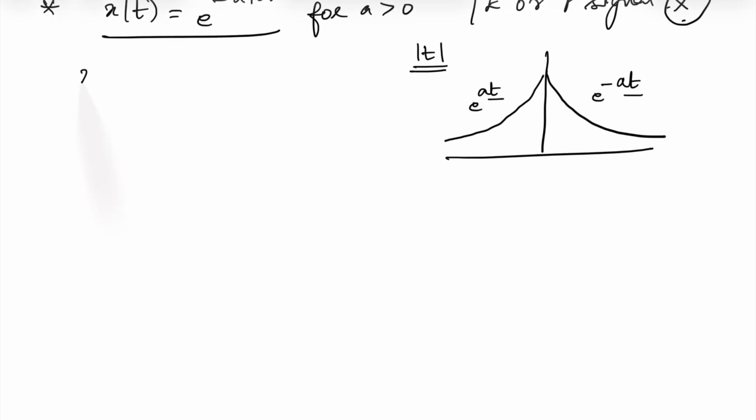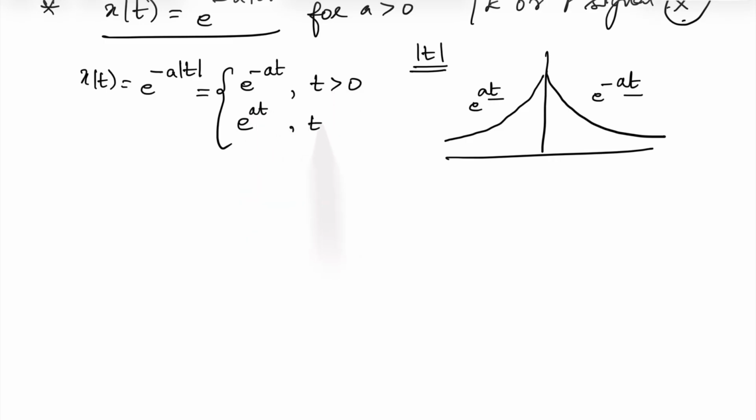x of t is equal to e^(-a|t|). This can be written as e^(-at) for t greater than 0, and as e^(at) for t less than 0. So how am I telling it as e^(-at) when t is greater than 0? In the place of modulus of t, it is e^(-a t), when t is greater than 0.